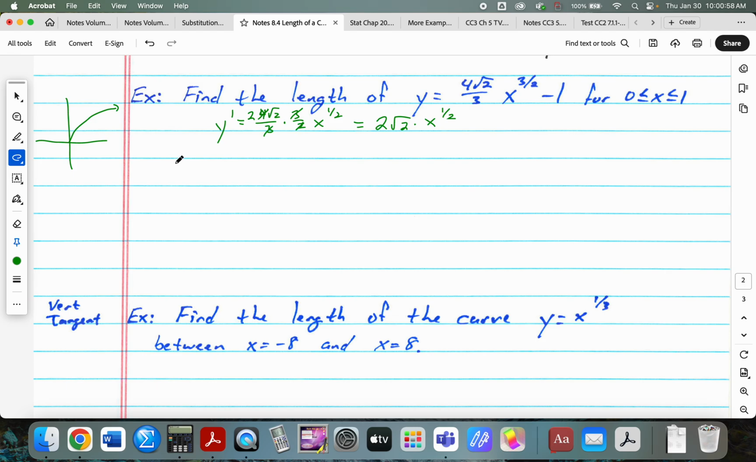So our arc length is going to be the integral from 0 to 1. They told us where to start and where to finish. Of the square root of 1 plus, I need to square my y prime, so 2 square root of 2 x to the 1/2, squared, dx. So that's the integral from 0 to 1 of the square root of 1 plus, if I square this, that's going to be 8x.